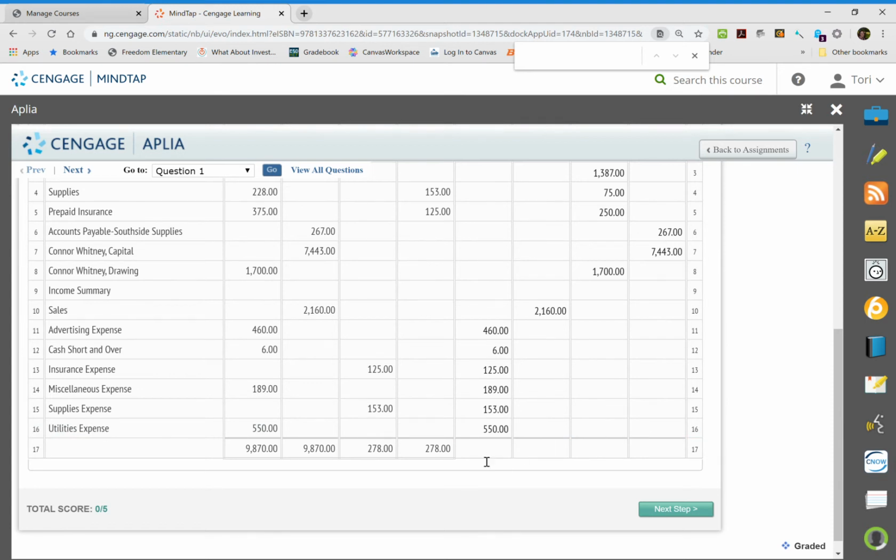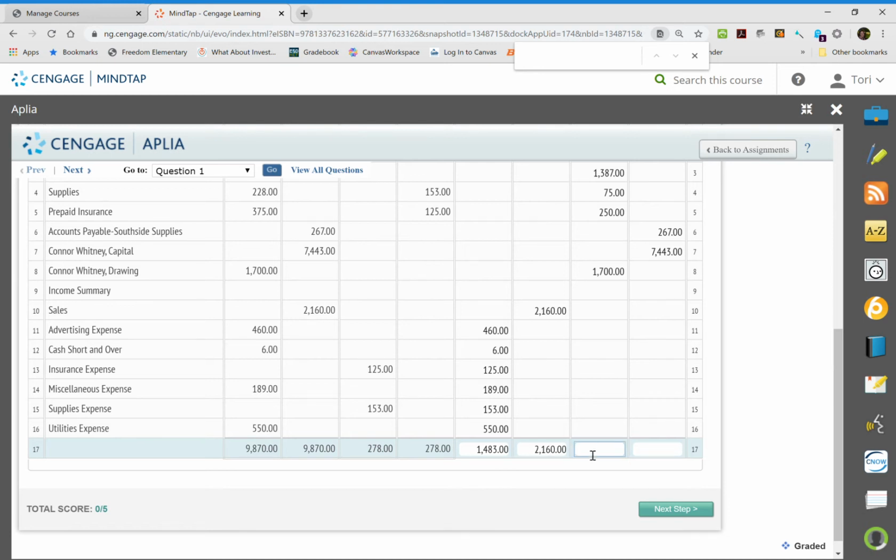Now we're going to do the same thing. We're going to add up each column. Now this one is not going to add up, so please know that if you're trying to get them to be equal, they're not going to be. So we're going to add up each column. And then 2160.